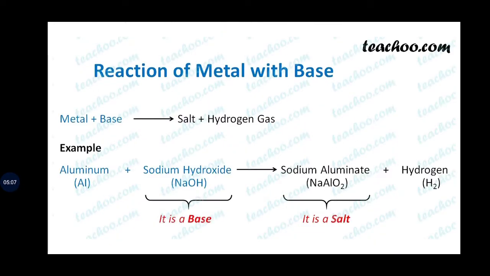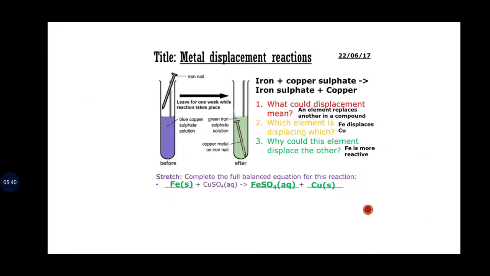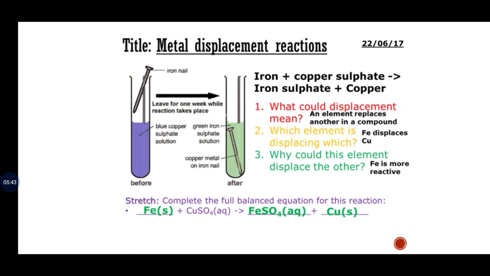इसी तरीके से हम बात करें मेटल की बेस के साथ, तो मेटल और बेस जब रिएक्ट करते हैं देन इट विल गिव अस सॉल्ट प्लस हाइड्रोजन गैस. जैसे कि एल्यूमिनियम plus sodium hydroxide, that is NaOH, gives us sodium aluminate, that is NaAlO2, plus hydrogen. तो हमें क्या दे रहा है, वो salt दे रहा है. It is a salt composition and it is hydrogen gas. So reaction of metal with base, when metal is going to react with base, it gives us salt plus hydrogen gas. Now what is displacement reaction?